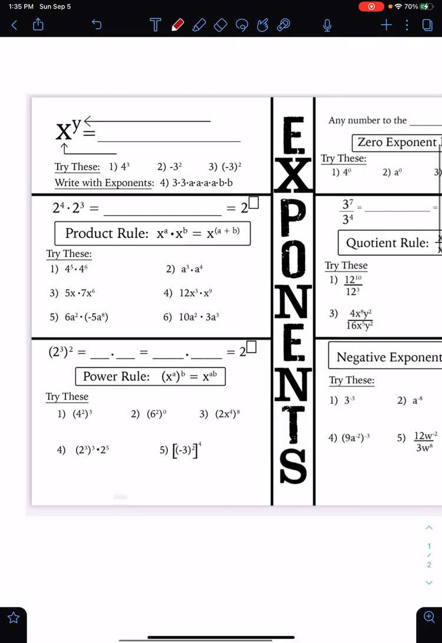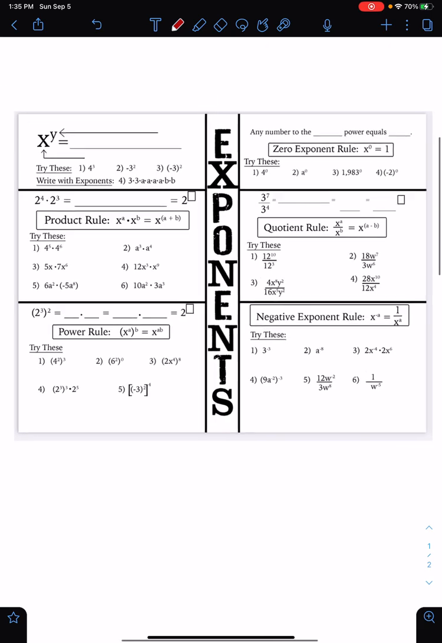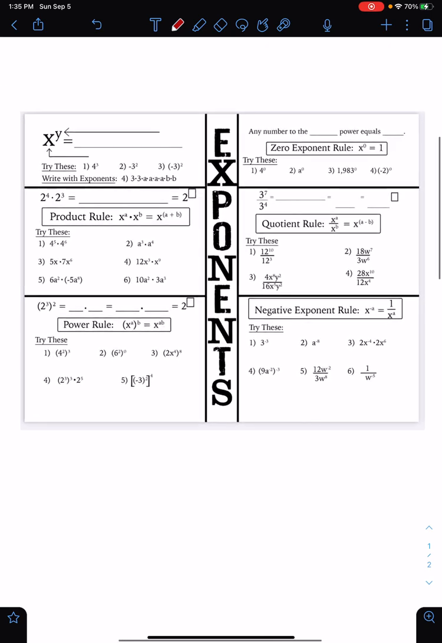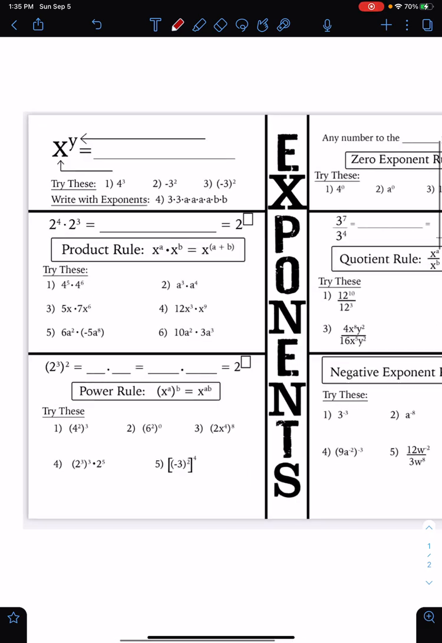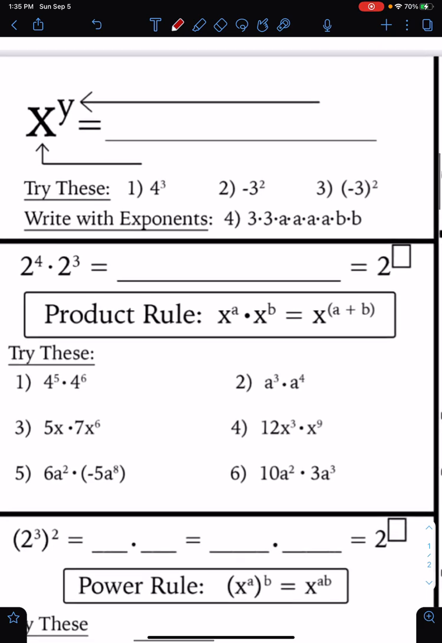Today we're going to talk about exponents. We have this big page of notes with lots of different rules for exponents, but let's start with just the basics. So you may have seen exponents before.